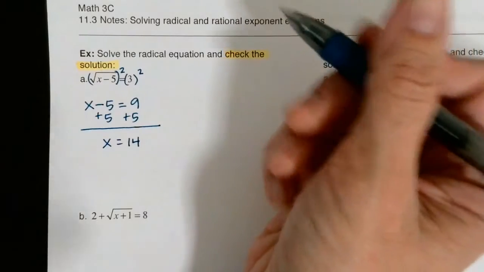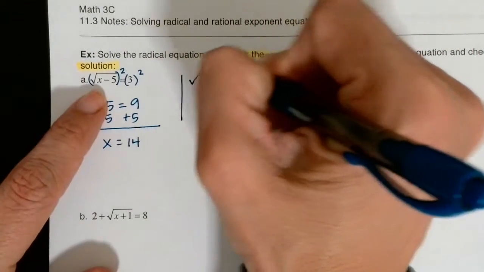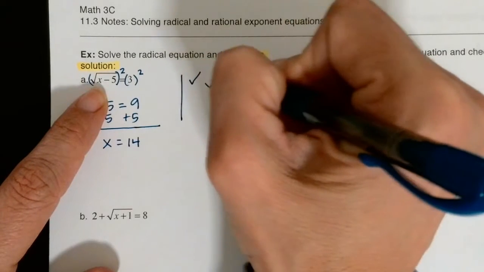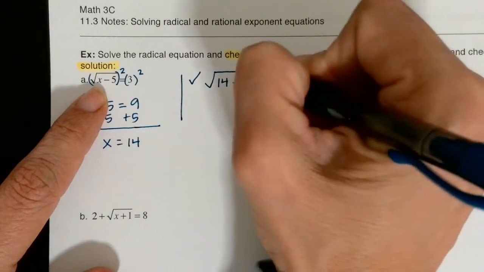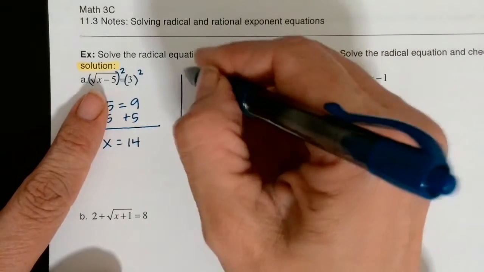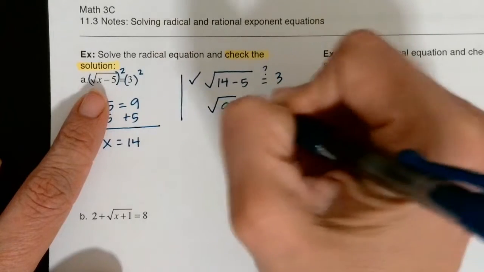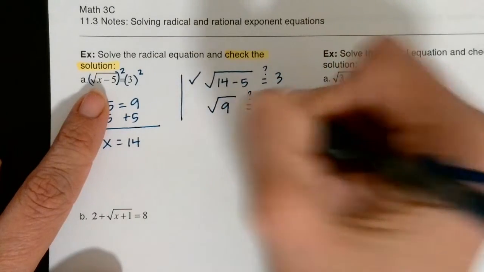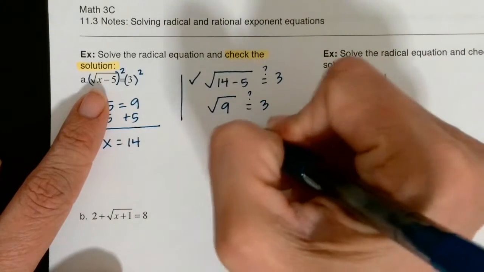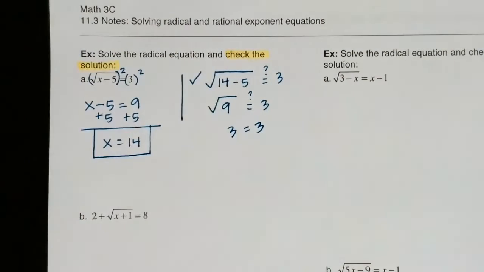Let's check our work. So off to the side here, I'm doing a check. The original problem was this. Does this work? So I put a question mark above when I'm checking my answer. So here's the little check mark for check. 14 minus 5 is 9. Does that equal 3? The square root of 9 is 3. 3 equals 3. So I can come back over and box my answer.